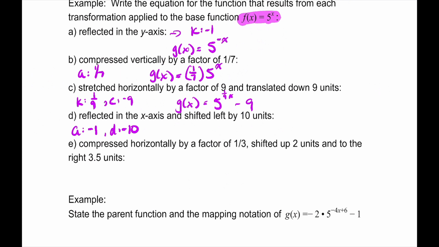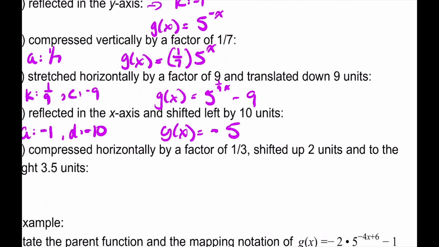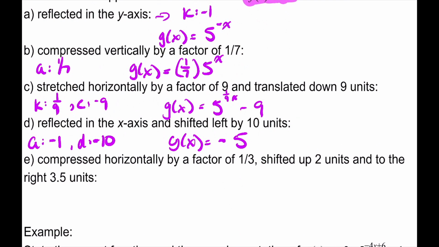So how does that look like? That means that g of x is going to be negative 5. I could put a negative 1, but we don't write the 1. In this case, I don't need a bracket because since I'm not putting the negative 5 in brackets, we know that the x is going to apply directly to the 5. So here it's going to be x minus d. So in this case, since d is negative, this is going to be x plus 10 as the exponent.